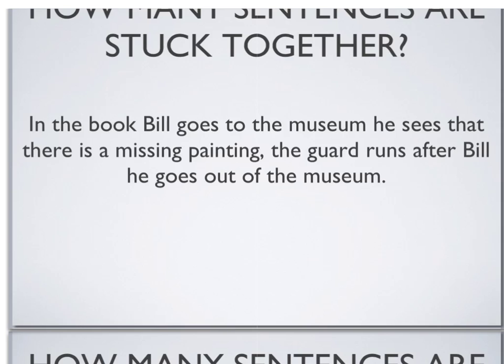Let's take a look at the first part. Bill is the subject, goes is the verb. Here's another subject and verb together. Here's another subject and verb together. And here's another subject and verb together. I see 4 subject and verb pairs, so that must mean we've got 4 sentences. Let's make some changes to fix this run-on sentence.